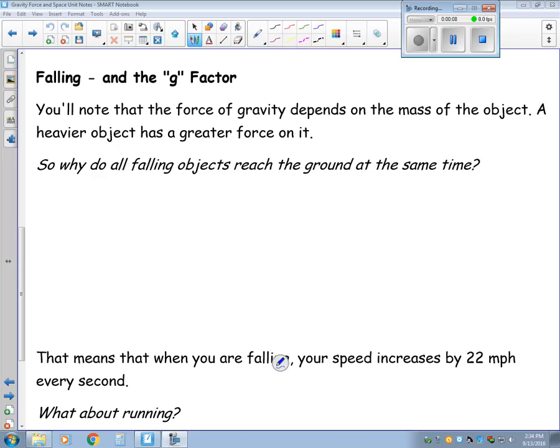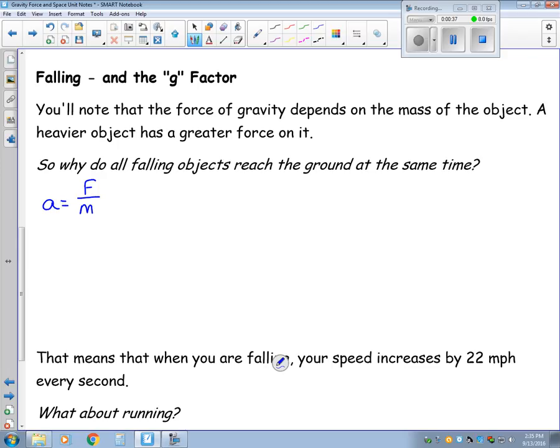So in this one we're going to talk about the G factor for gravity. Now you'll note that the force of gravity depends on the mass of an object. So a heavier object has a greater force on it. So the question becomes, why do all objects reach the ground at the same time, since heavier or more massive objects have a greater force pulling on them? It comes down to the fact that acceleration is force divided by mass.